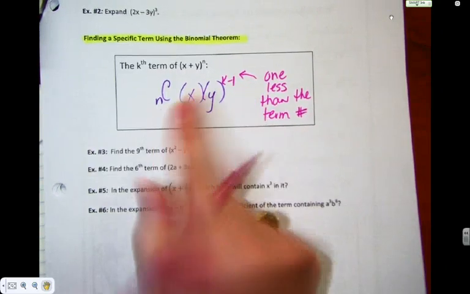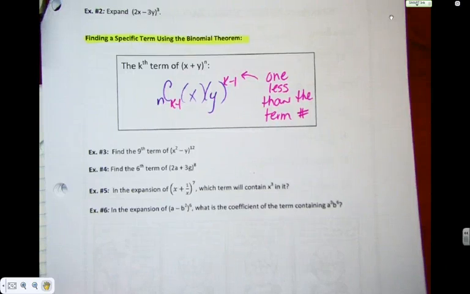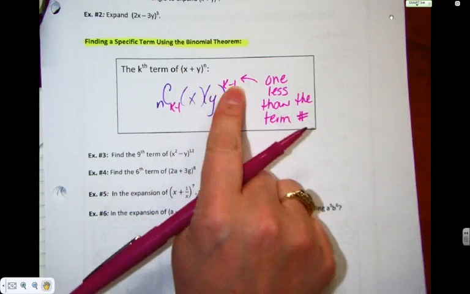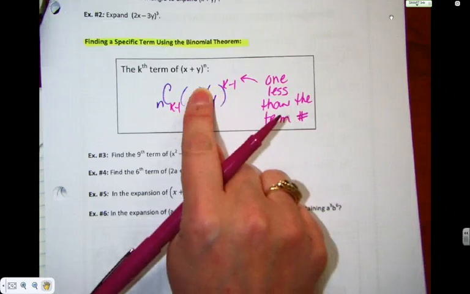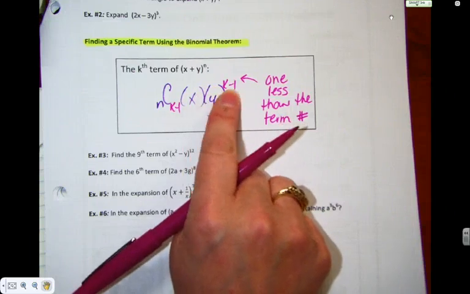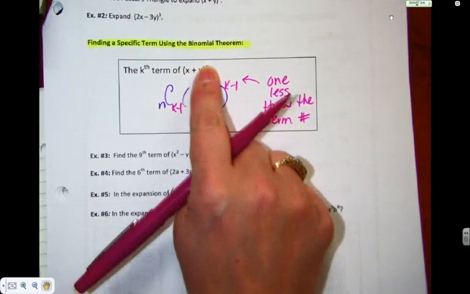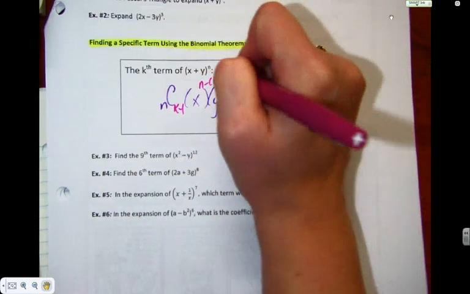Well, that means it's also the r value. So this has to be k minus 1, which is also 1 less than the term number. What's the relationship between the 2 exponents? Somebody looked at this. They add up to n. So we know whatever these 2 equal has to be n. So this is n minus k minus 1.